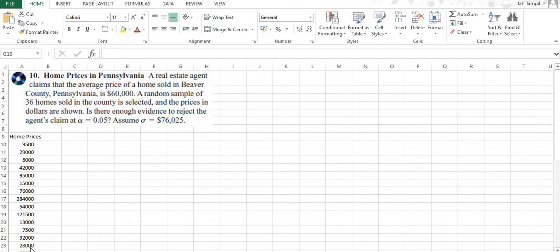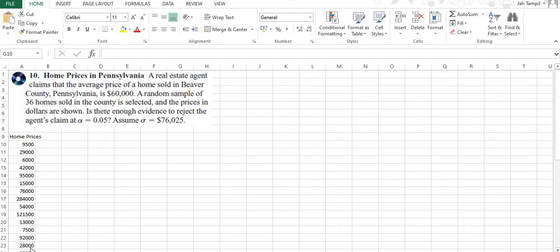Let us have one last example of one population z-test. So let's have this problem. A real estate agent claims that the average price of a home sold in Beaver County, Pennsylvania is $60,000. A random sample of 36 homes sold in the county is selected and the prices in dollars are shown. Is there enough evidence to reject the agent's claim at alpha equals 0.05?